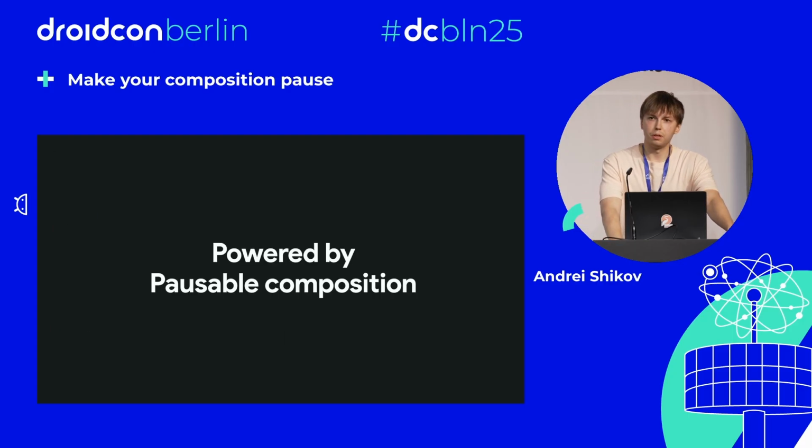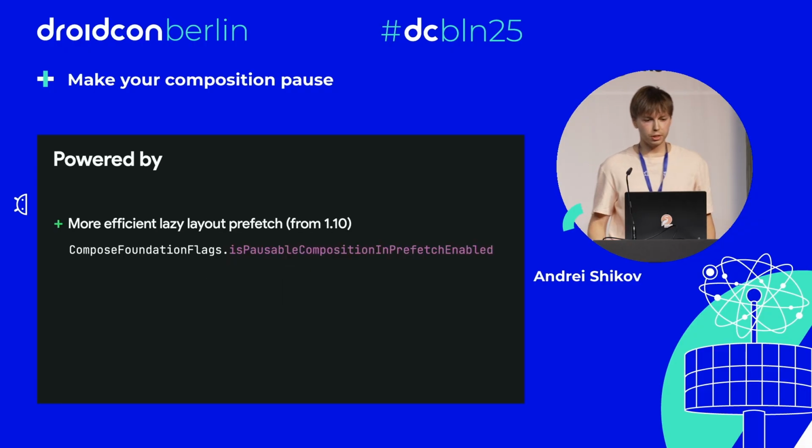So what do we build with pausable composition? This is probably what is most interesting for you if you care about performance. The first thing is more efficient lazy layout prefetch, starting from 1.10. You can enable this flag in composition, and it will give you the behavior I described earlier, where we split composition over multiple frames. We already tested that in some apps, and they see pretty decent improvement in scrolling performance, which is amazing.